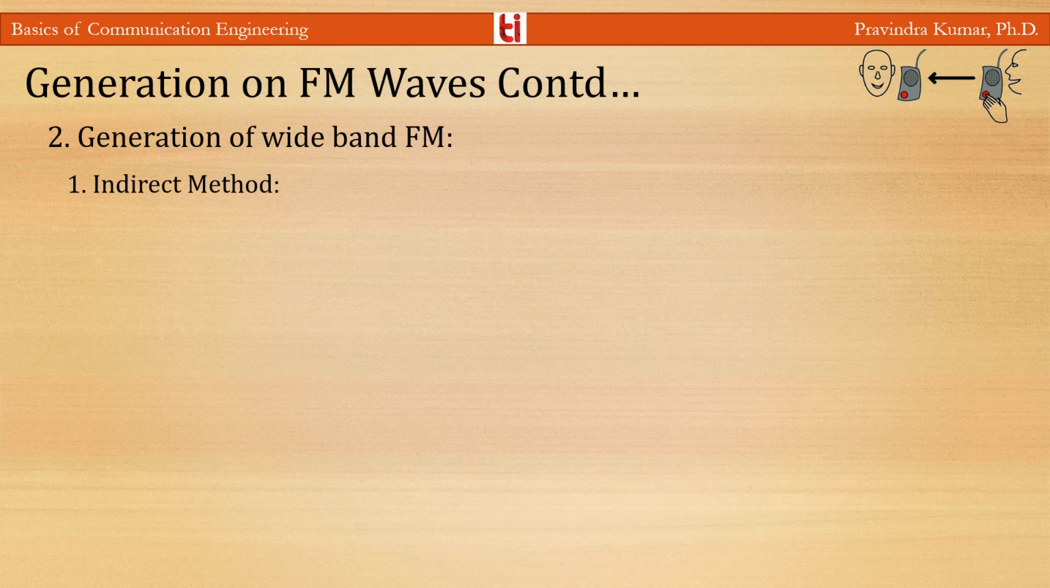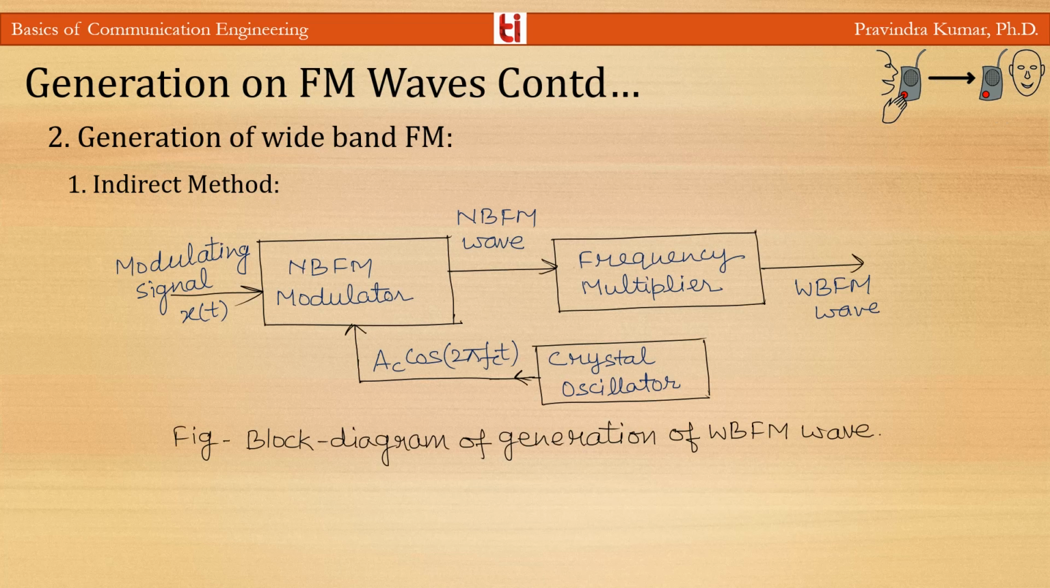Now we will discuss the indirect method. This method is known as the indirect method or Armstrong method because we are generating the wideband FM wave indirectly. This means first we generate a narrowband FM wave, and then with the help of a frequency multiplier we will get a wideband FM wave. You can see the block diagram on your screen. In this block diagram we have already discussed the narrowband FM modulator, so we will not discuss it again.